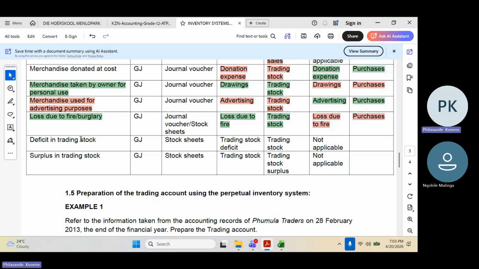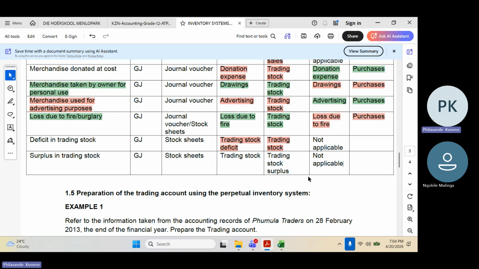Okay, deficit in the trading stock, surplus in the trading stock. This one is something that we know. Trading stock deficit, and then trading stock is credited. This one is not applicable. Why? Because we cannot see that deficit. It's not easy to see it, because there's no computer system that is keeping track. Even the surplus, here we do record the surplus, debit trading stock, crediting trading stock surplus, but this side, it is not applicable. You can see.